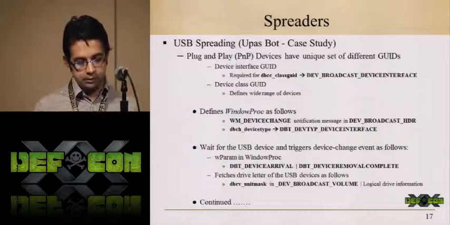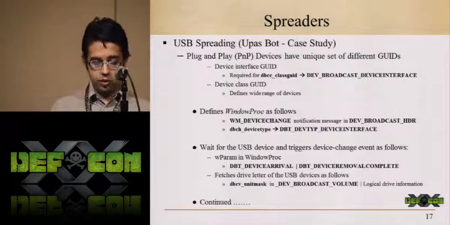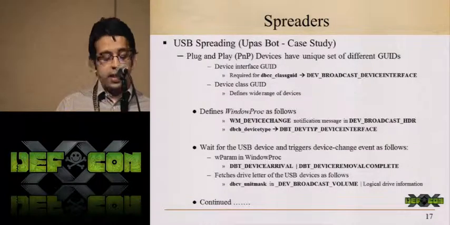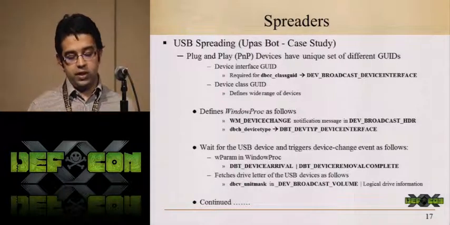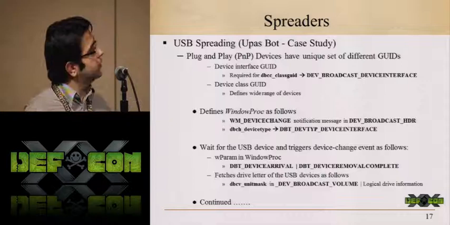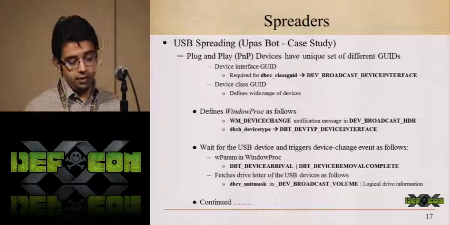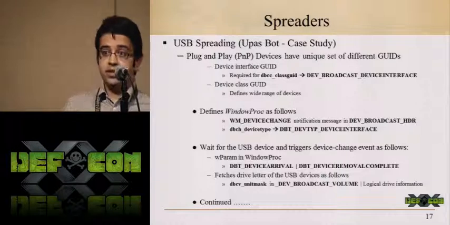In this particular case of the USB spreading mechanism, a bot usually has to write a USB monitoring module, which creates a Windows proc, a Windows built-in API call. Then it looks for the Windows message device change notification, which is done by the device broadcast header. Again, it looks for different kinds of interfaces. If you look downwards, there is a USB device, and it has a WParam specified for the Windows procedure. It gives you an idea that there's a DBT device arrival, so the device has arrived in the system.